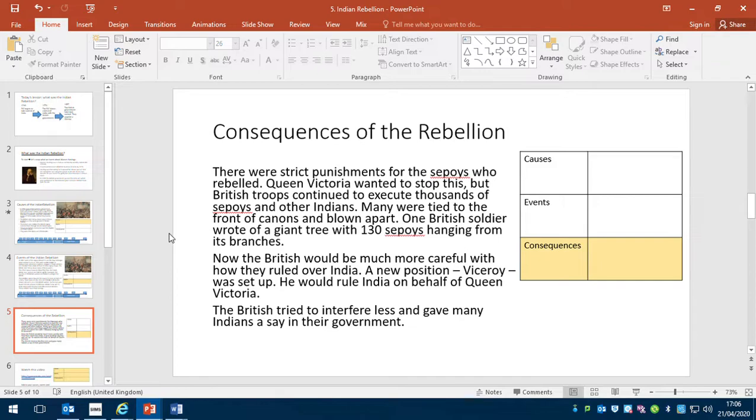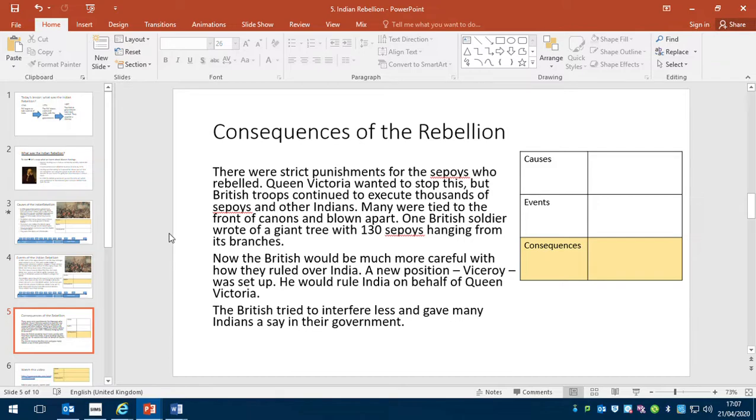One British soldier even wrote of a tree which had 103 sepoys hanging from its branches. Now remember, a sepoy is an Indian soldier who works for the EIC, the British. So one tree with 130 rebels hanging from it. This is brutal.